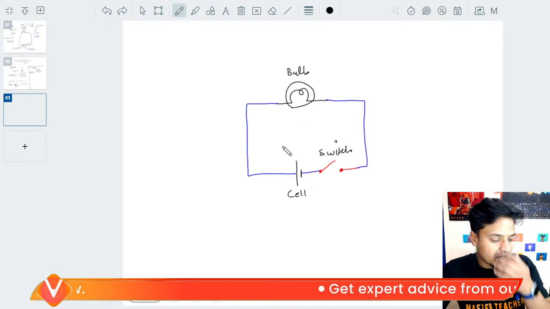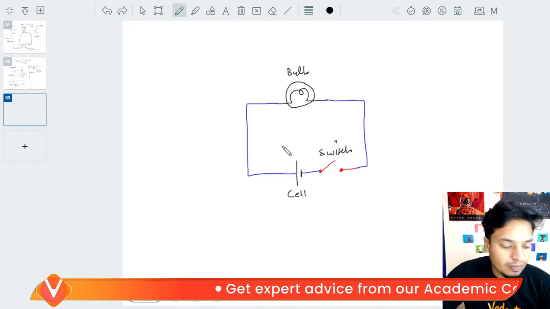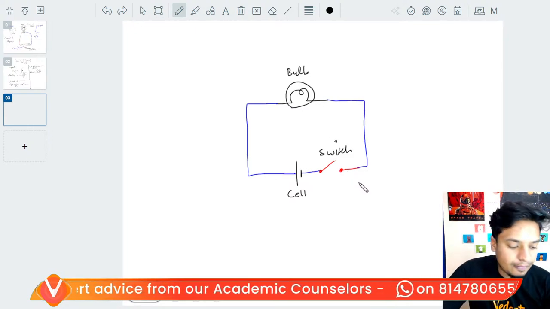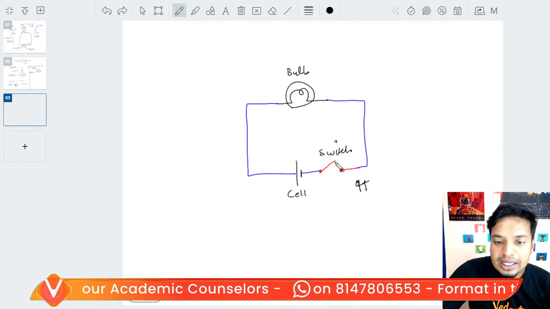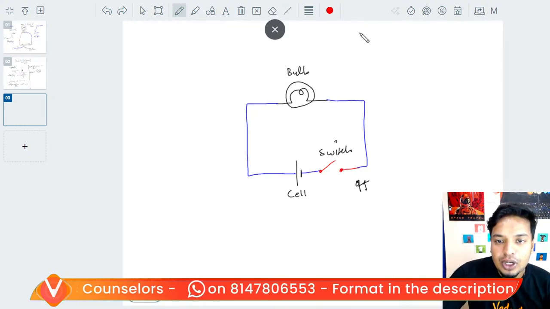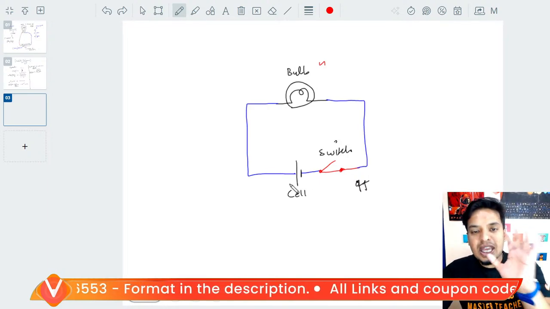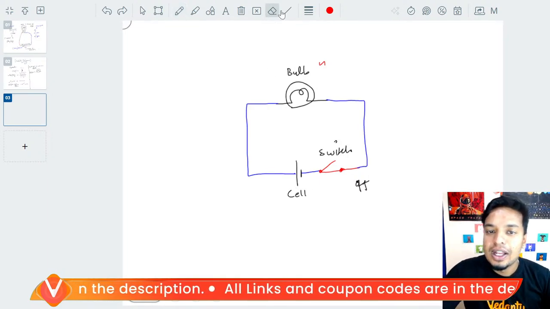Now will the bulb glow, guys? The bulb will not glow because the switch is off. If you connect this together, then the bulb will glow. Okay, keep this in mind. Switch is very easy.